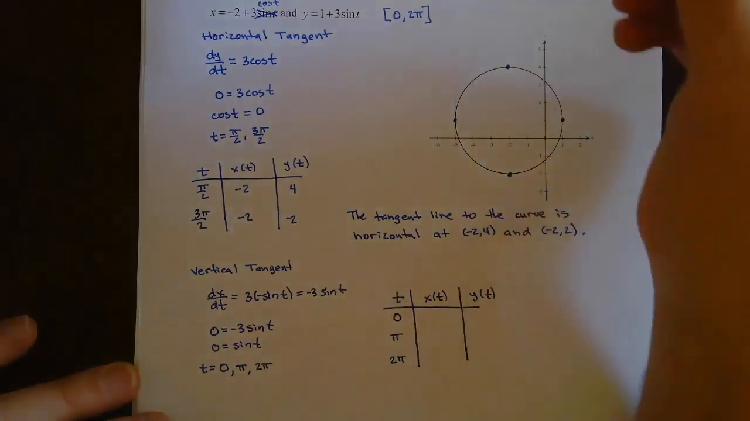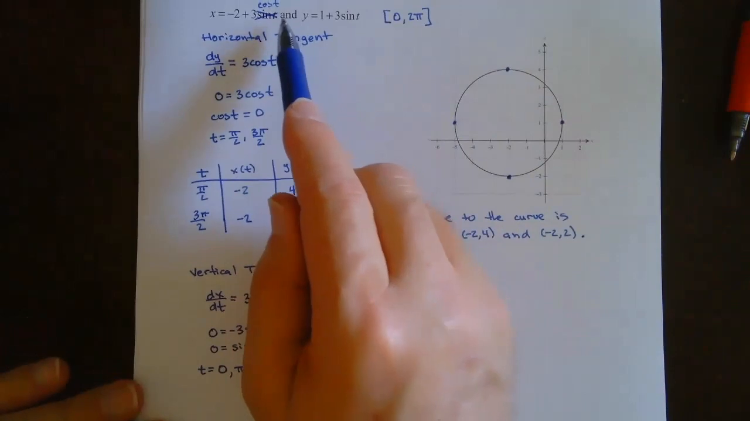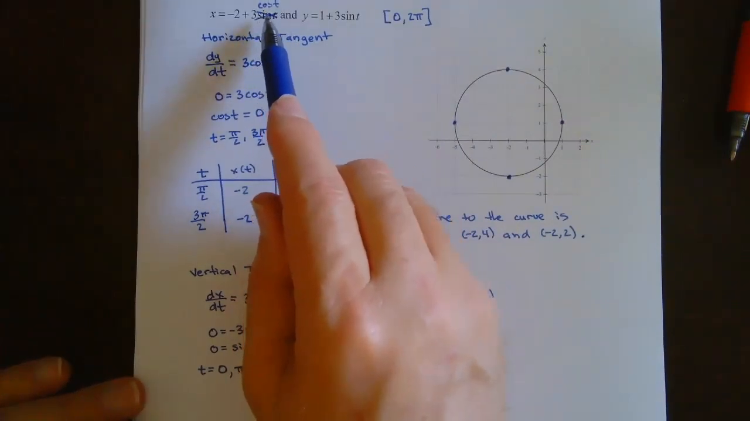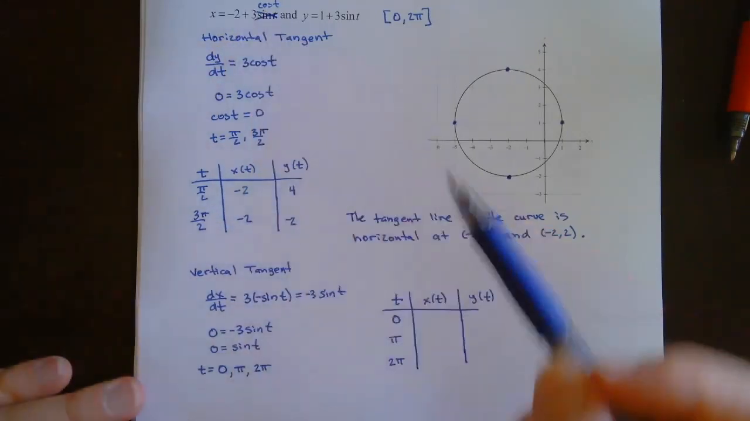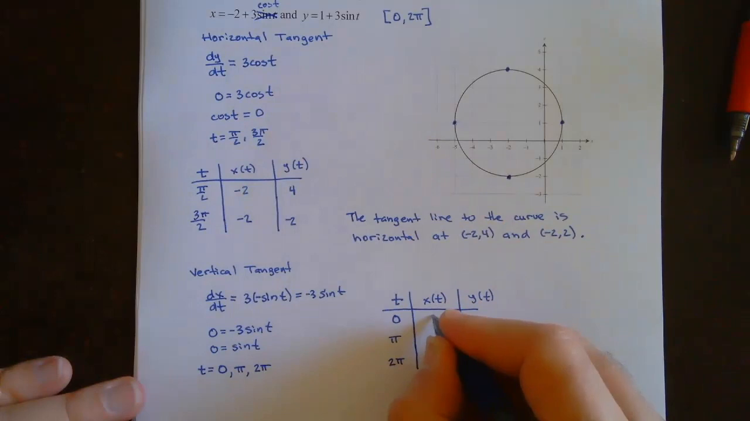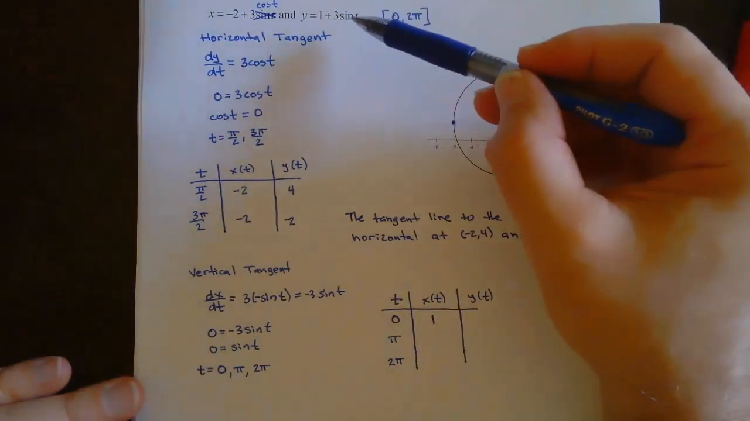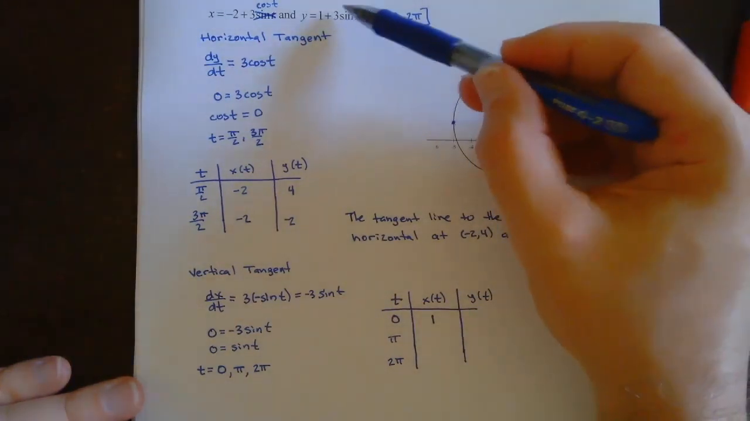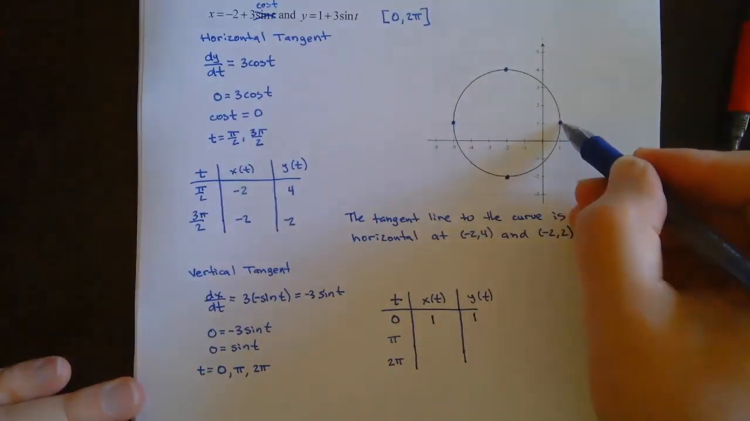So what is the x when t is 0? When t is 0, that'd be cosine of 0, that'd be 1, and then that'd be 3 times 1, which is 3, and then negative 2 plus 3 would be 1. And the y would be 1 plus 3 times sine of 0, and sine of 0 would be 0, so it'd be 1. So 1, 1. And that's this point right here.